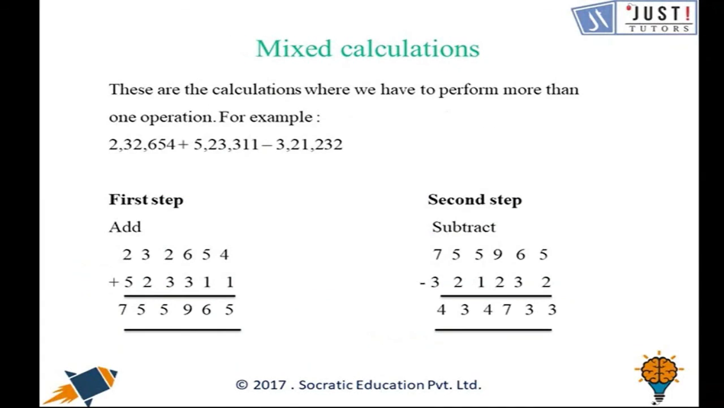Now let's talk about mixed calculations. In these kinds of calculations we need to do more than one operation, which is we have add as well, and with that we have take away, or subtract, as well. The first step here is to add the numbers. I have written the numbers down there for you, and once I got the total, I'll take away the next number, which is 3,21,232, from that. And that's how we can work with mixed calculations.